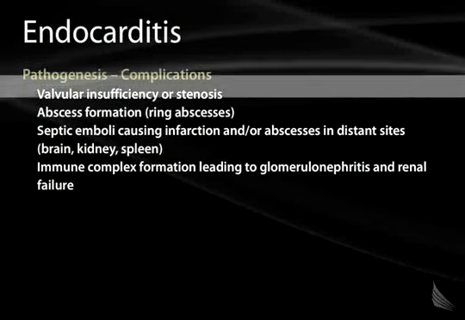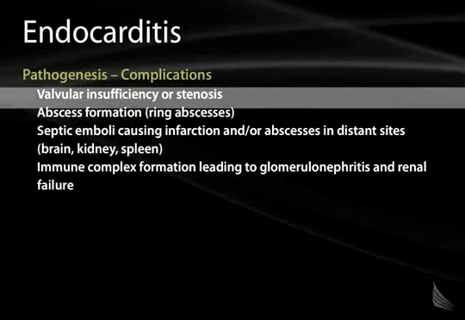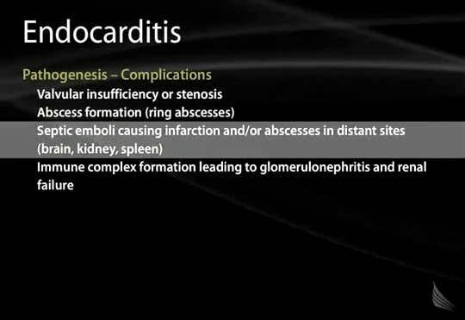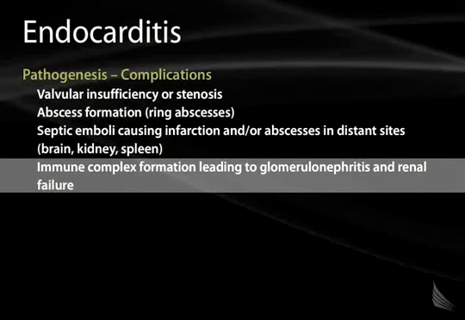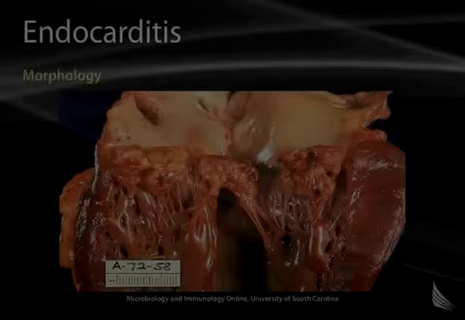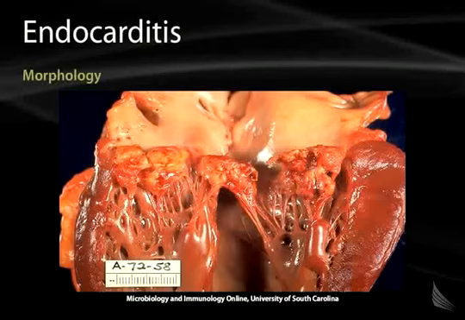Complications of endocarditis include valvular insufficiency or stenosis, abscess formation, septic emboli causing infarction, and/or abscesses in distant sites such as the brain or kidney or spleen. You can also get immune complex formation leading to glomerulonephritis and renal failure. Here is a morphological representation of endocarditis. You can appreciate the vegetations along the valve leaflets.